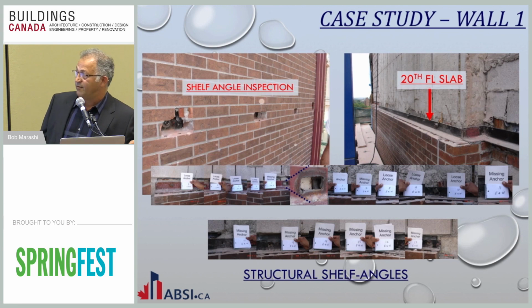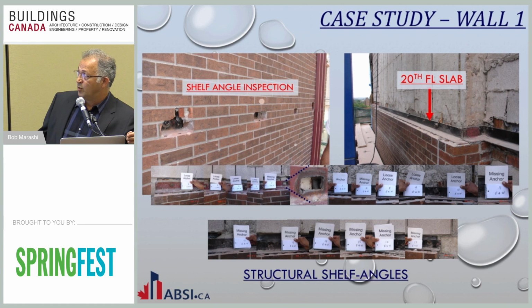We started looking at different shelf angles on different elevations. At this time, the building owner decided to replace the brick top to bottom, so we started removing bricks from top to bottom. Starting at the top, here's the 20th floor. That shelf angle goes from one end to the other, and I tried to put a series of pictures we took as we took the wall down to show how shelf angles were.